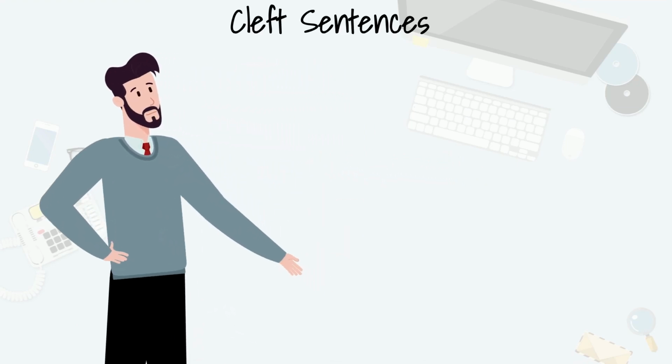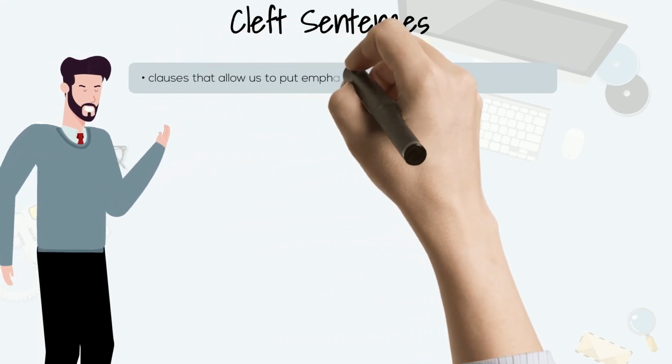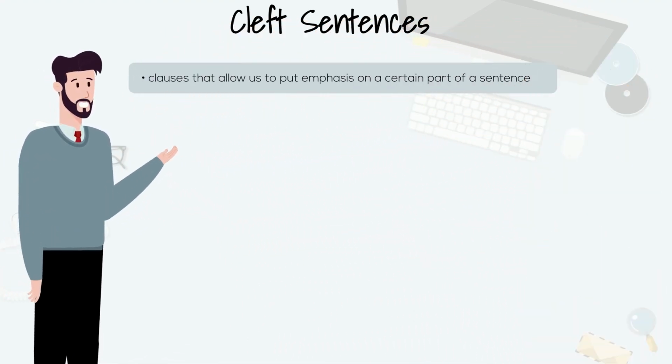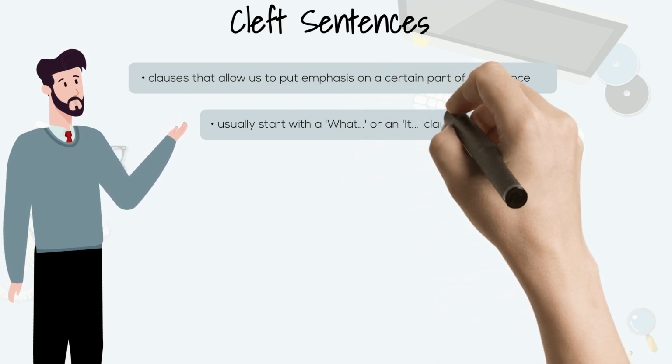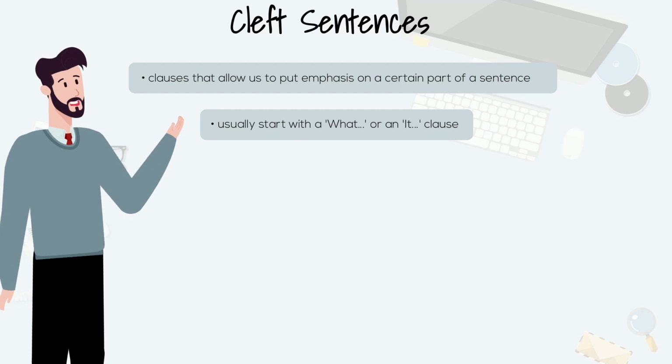Today we are going to look at a special type of clause called a cleft sentence. These allow us to put focus on, or emphasize, a certain part of a sentence. They usually begin with a what, or, it clause. Compare these sentences.